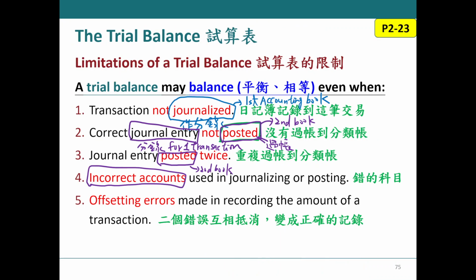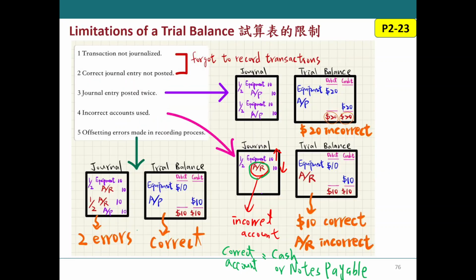Okay. Last one. Offset errors means what? You made two mistakes. So did you find out if one mistake will conceal your another mistake? So wrong become correct. 负负得正. Okay? So they still will make you get correct total debit equal to total credit. Okay? So offset errors means you made two mistakes. So these two mistakes will cancel each other. Okay? So two errors, they will 负负得正 cancel each other.